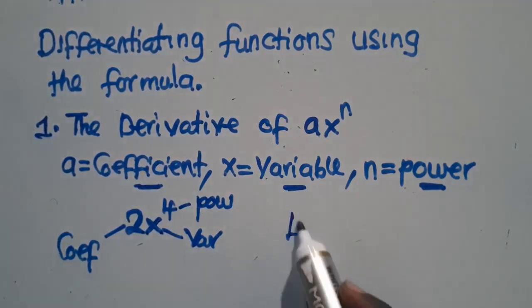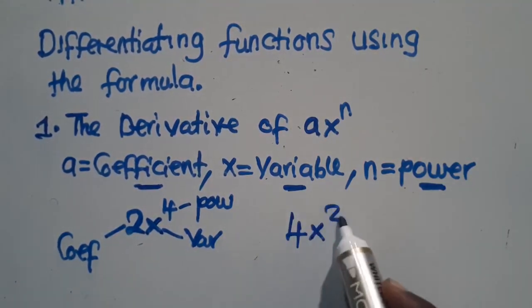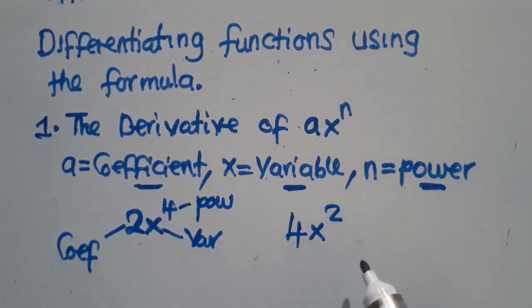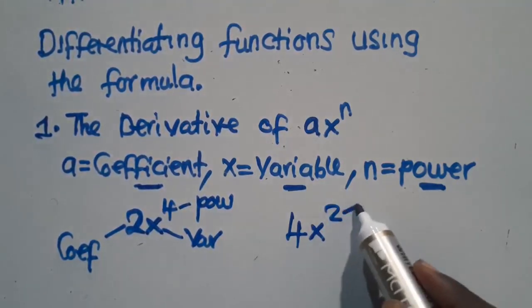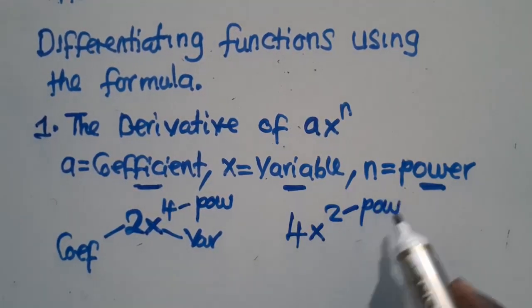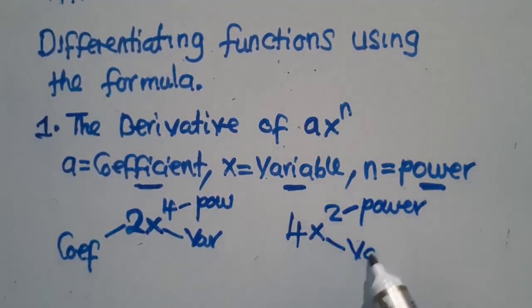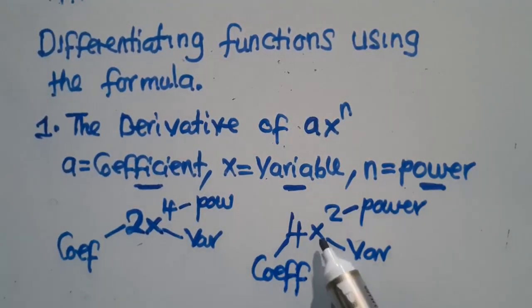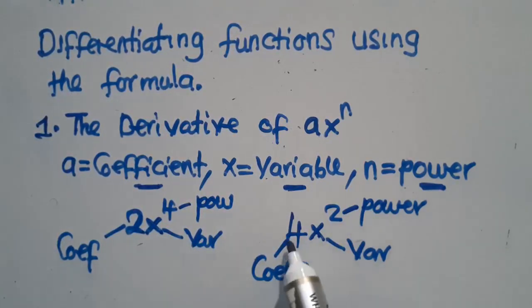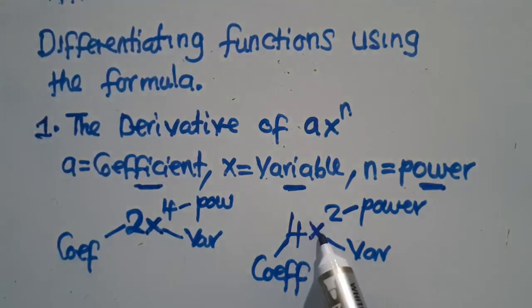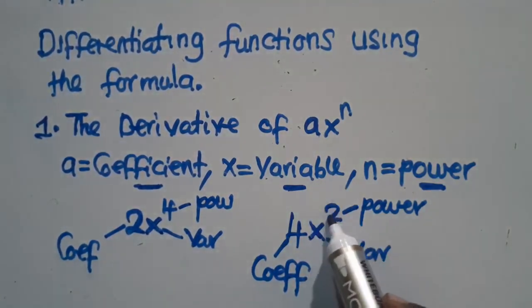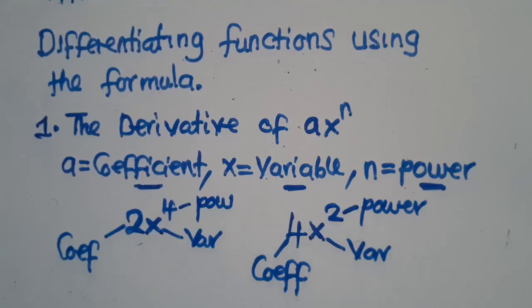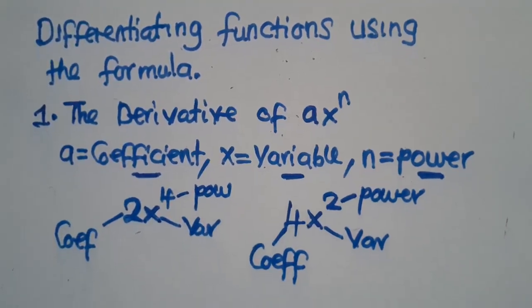If you've got something like 4x to the power 2, that is your power, this is your variable, and this is your coefficient. If I ask what is the coefficient of x, it is 4. What is the power of x? 2 in this case. The 4 here is called the coefficient, the x there is called the variable, and the 2 there is called the power. This is what you are supposed to know and understand.